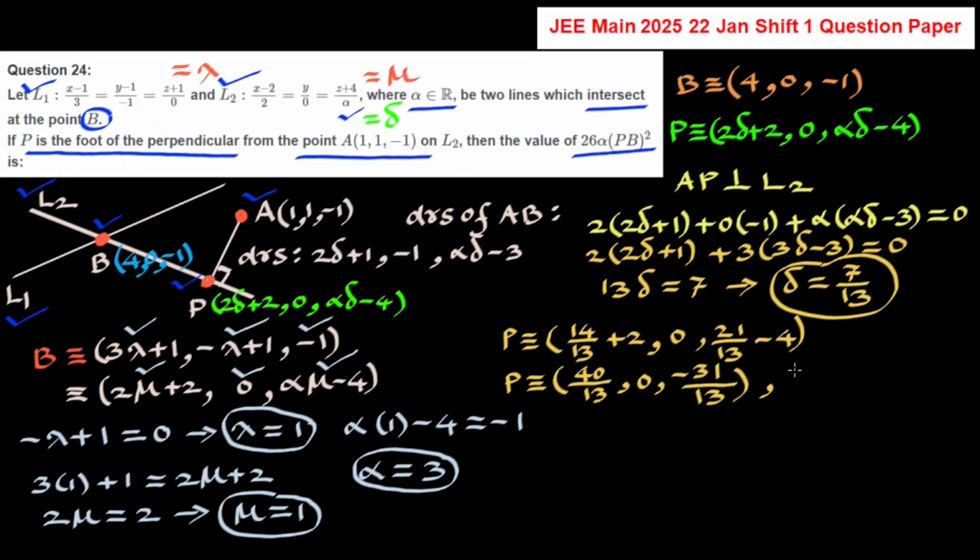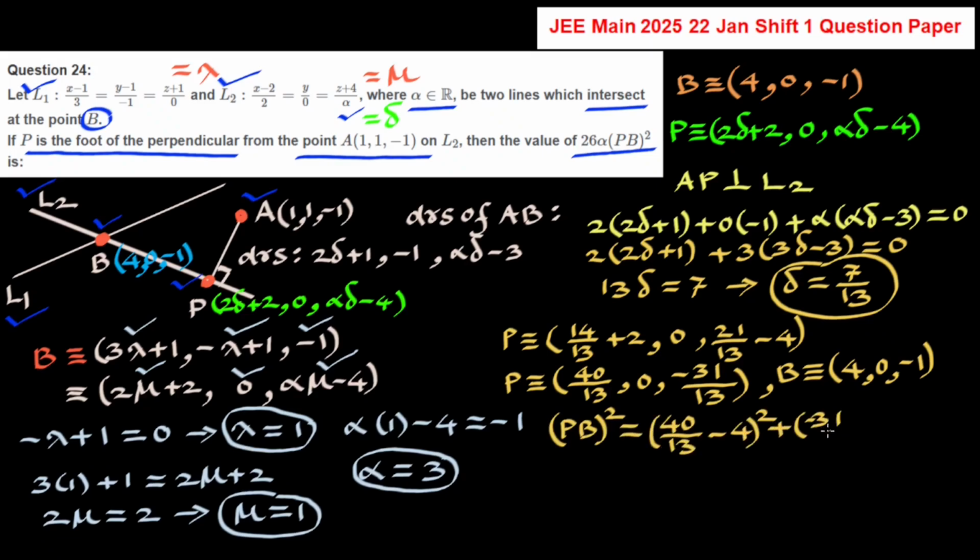And we have already found out coordinates of point B, 4, 0, minus 1. Now we have to find PB square by distance formula. 40 upon 13 minus 4 whole square plus minus 31 upon 13 plus 1 whole square. 144 upon 169 plus 18 square 324 upon 169 giving 468 upon 169.